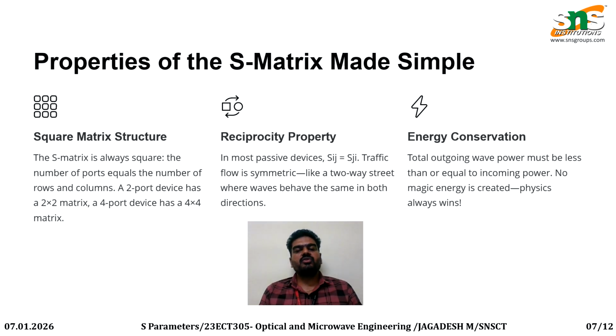Some properties of the S matrix: the S matrix is a square matrix, that is n into n, so the number of rows and columns is the same. Then the reciprocity property, that means Sij equals Sji, the reciprocity or symmetric property. Then energy conservation: the total outgoing wave power must be less than or equal to the incoming power. No magic energy is created. Physics always wins here.